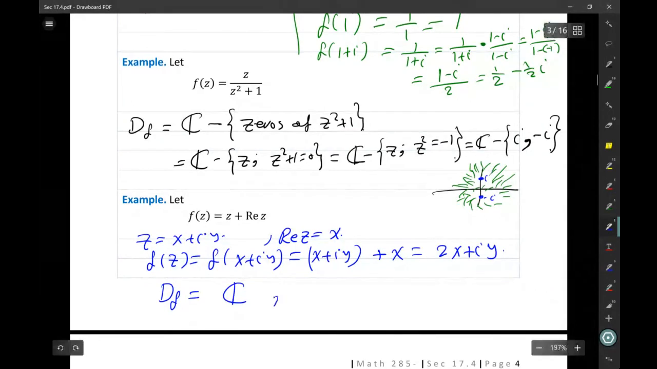Doctor, why would we add x? Because x plus iy plus x, the real z. Real z is x, because this is the complex number z, which is x plus iy. What is its real part? x. x. Okay.